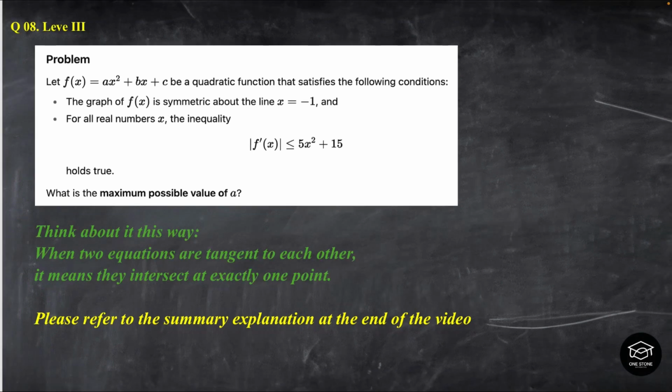We are given a quadratic function, f(x) = ax² + bx + c, and two conditions. First, the graph is symmetric about the vertical line x = -1. Second, for all real numbers x, the absolute value of the derivative, |f'(x)|, is less than or equal to 5x² + 15. Our goal is to find the maximum possible value of a that satisfies both conditions.